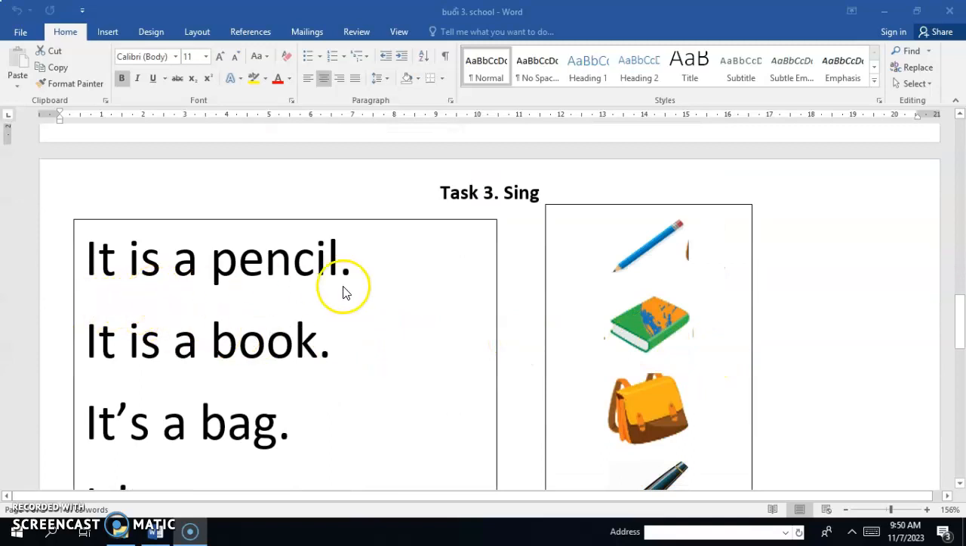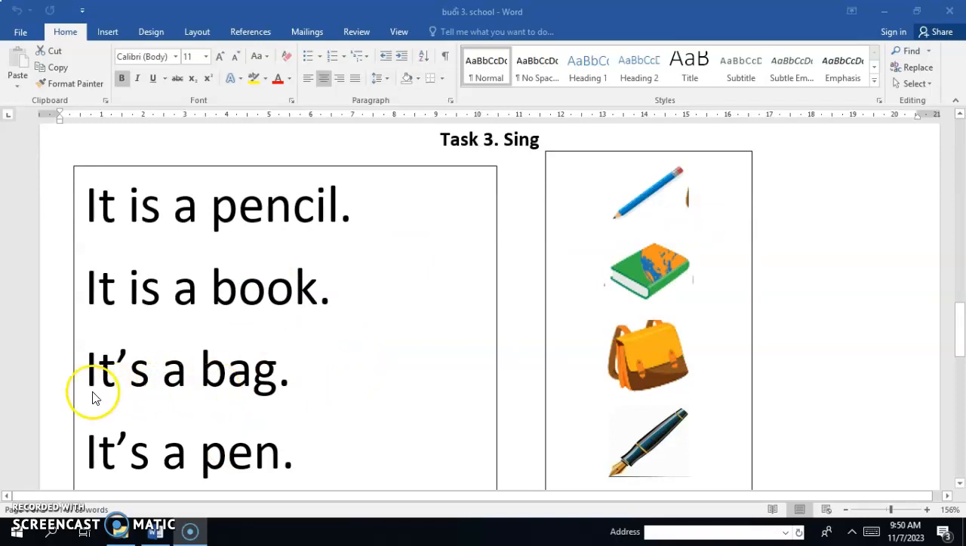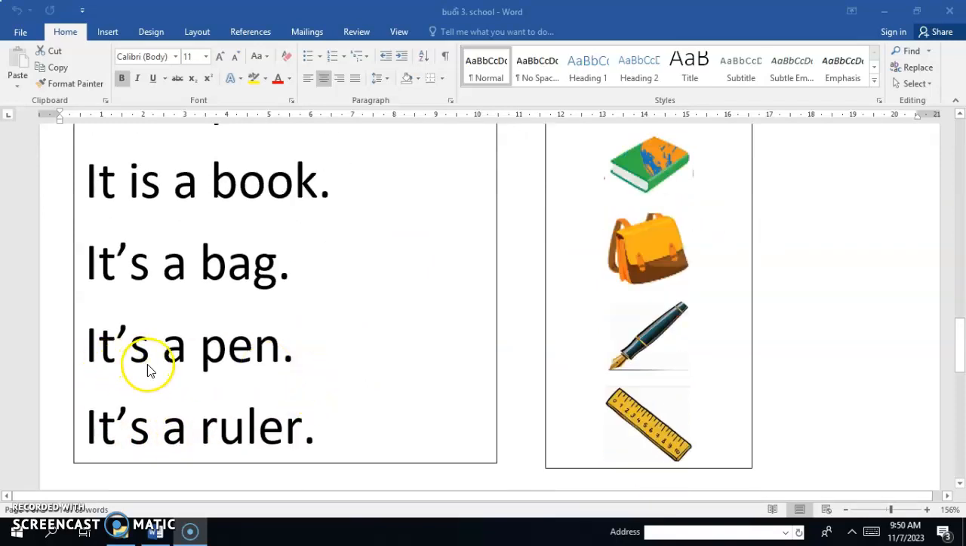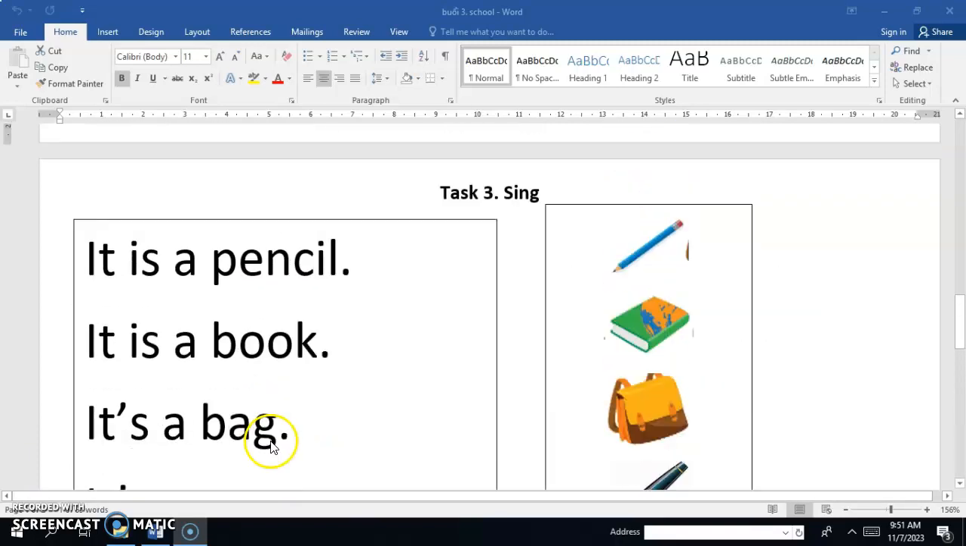It is a book. It is a pencil. Sorry các bạn nhé. Book bên dưới ạ. It is a book. It's a bag. It's a pen. It's a ruler. Ok. Đó là nội dung bài buổi trước.